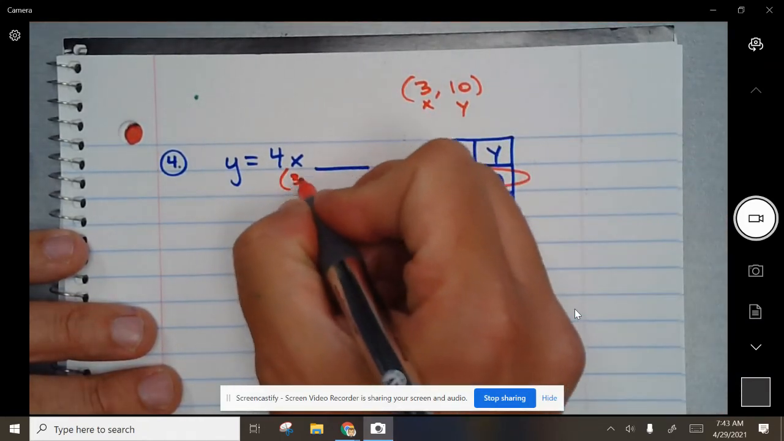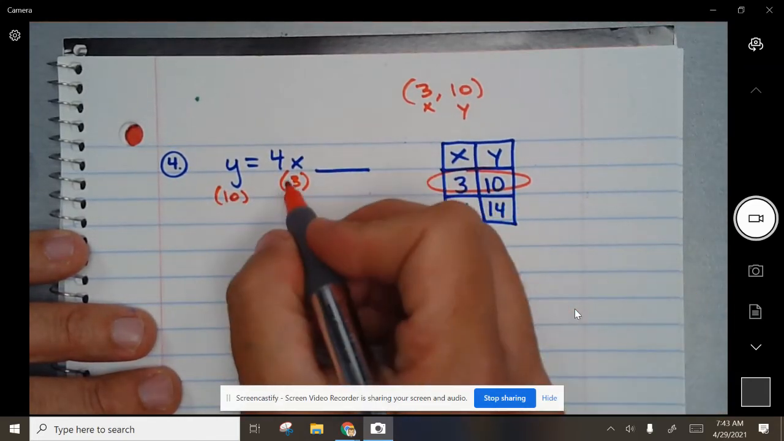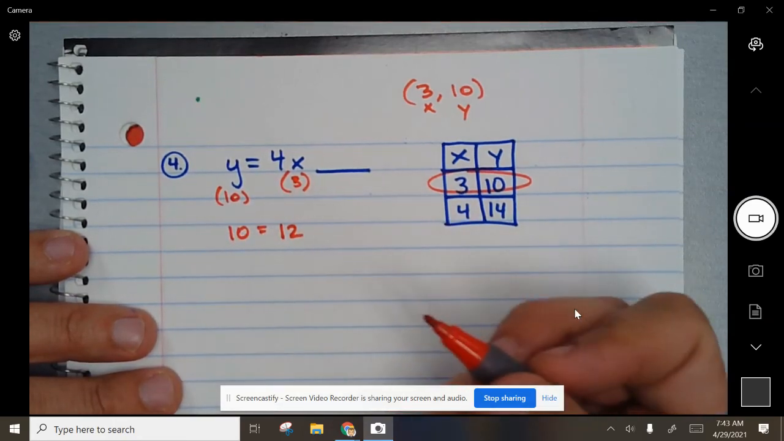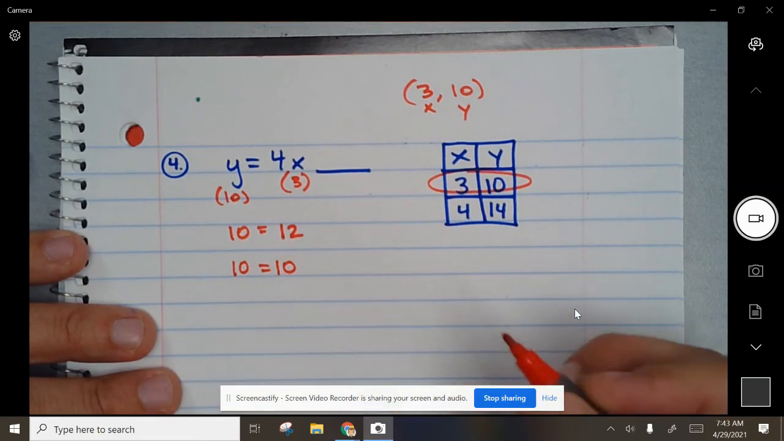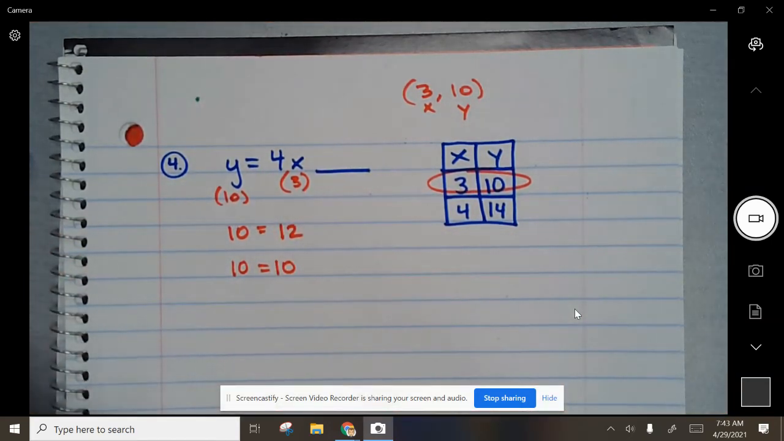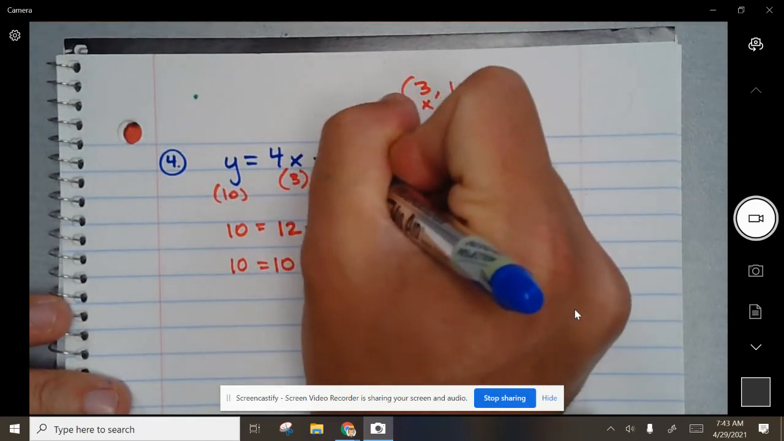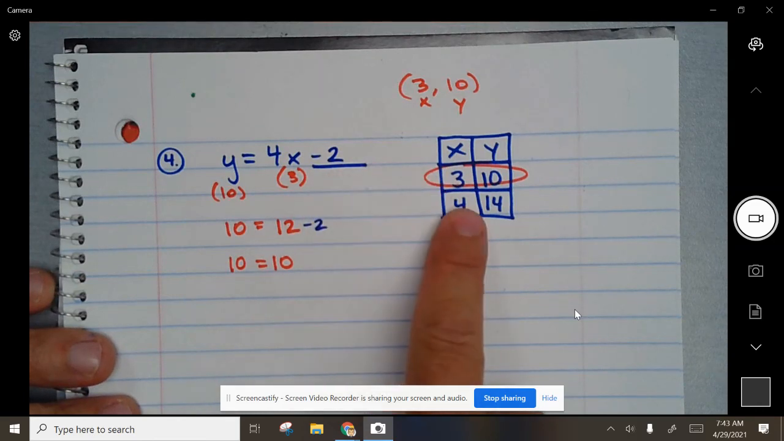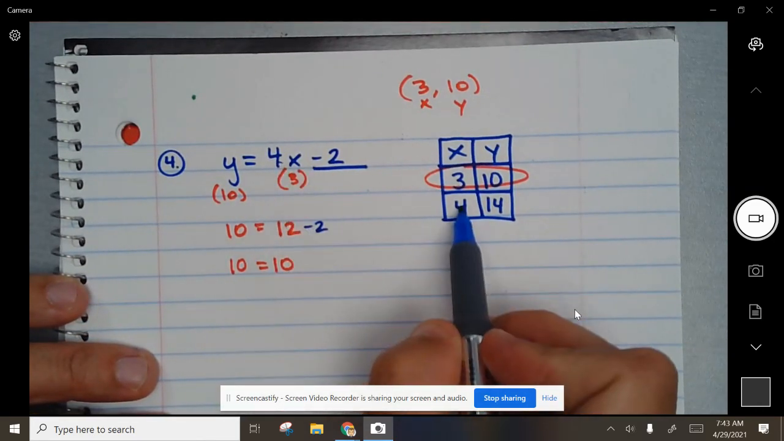Where does 3 go? Where the x is. Where does 10 go? Where my y is. 4 times 3 is 12. Does 10 equal 12? 10 does not equal 12. We want 10 to equal 10, right? So what are we going to do? How do we get it down? We're going to subtract 2. It's not always going to be that easy. It's not always minus 2. I know the other one was minus 2 as well. What about 4? What's 4 times 4? 16. 4 times 4 is 16, but we're supposed to be 14.